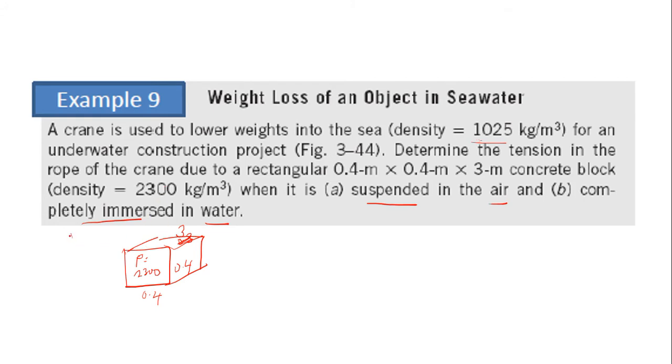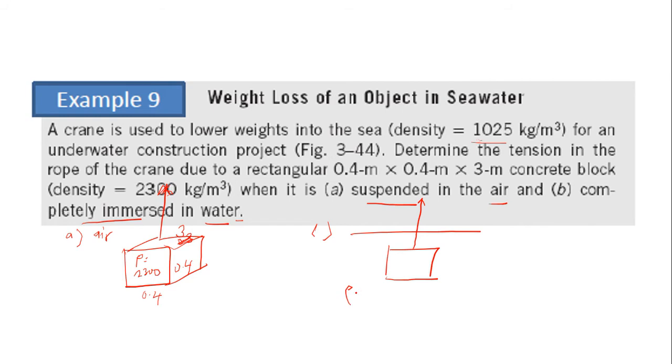One in the air. So assume this is air, there's nothing else. So there is a crane that will lift this concrete block. Okay, they want you to find this tension, and for B, the concrete block is completely submerged in water. So this is another block, the same block. So you have to find the tension of the rope whenever it is immersed in water.